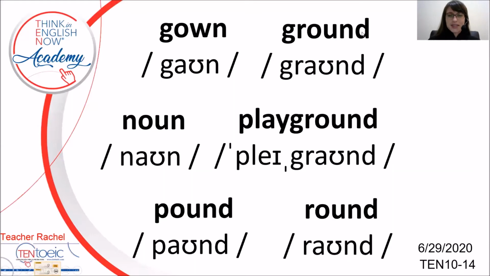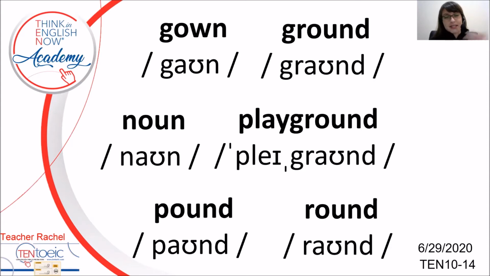Gown. This is a really pretty dress. For example, a wedding gown. So it's a very pretty dress, and it's usually big. It has a long skirt, and it's used for special occasions. A ball gown. This is for when someone goes to dance at a very special event.